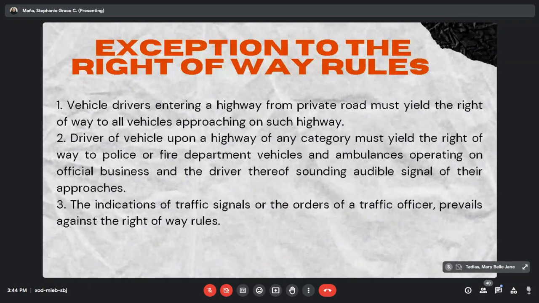So, exceptions to the right of way rules. First, vehicle drivers entering a highway from a private road must yield the right of way to all vehicles approaching on such highway. Second, the driver of a vehicle upon a highway of any category must yield the right of way to police or fire department vehicles and ambulances operating on official business, the driver thereof sounding an audible signal of their approach. And third, the indications of traffic signals or of a traffic officer prevail against the right-of-way rules.